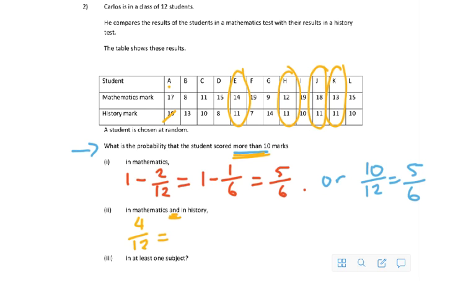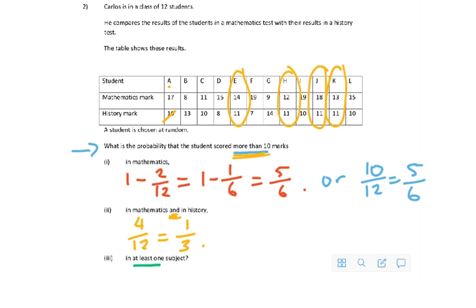We should always simplify if we can. We can see 4 goes into both of these numbers. So 1 out of 3, or 1/3, is the probability that they will have more than 10 marks in mathematics and in history.